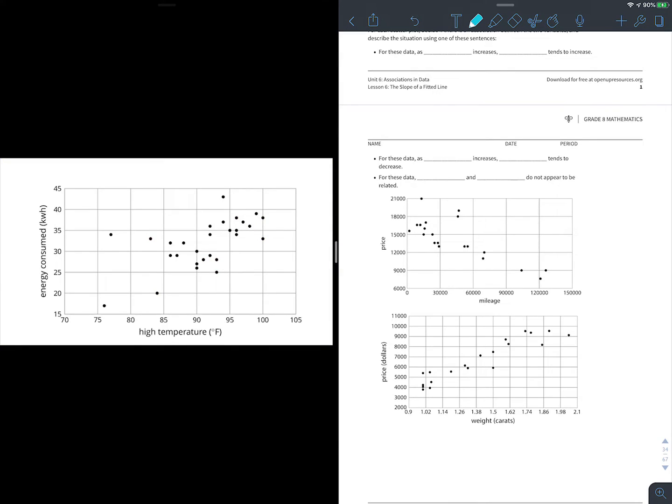The next one we would say for these data is, now your book might have a typo in that 3rd bullet point, but we would say that for these data, as daily high temperature increases, the energy consumed tends to increase here. So if that confused you, go ahead and fix that in your book.